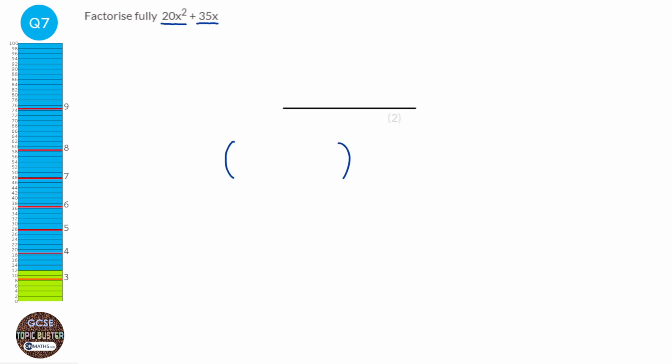So we're looking for the biggest number that goes into 20 and 35. Essentially, its highest common factor. Well, that's going to be 5. And then we look at the letters. So we look at the most amount of letters we can divide out. Well, this only has an x here, so it's just going to be an x.